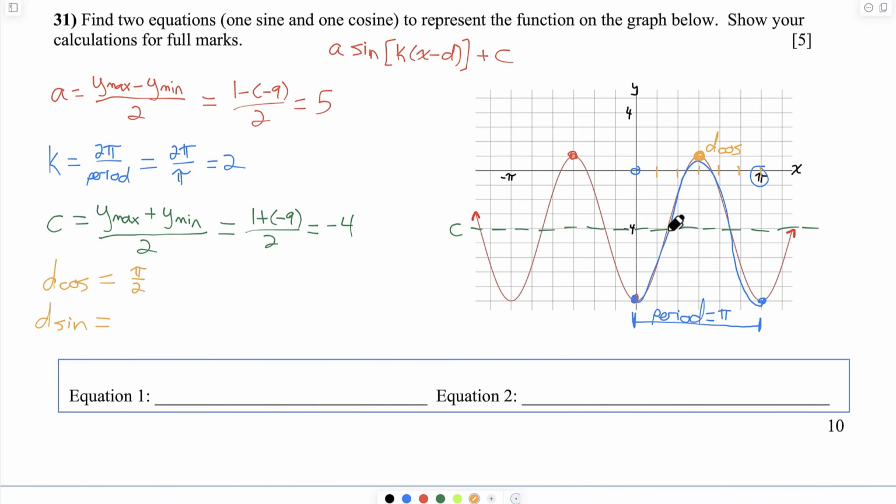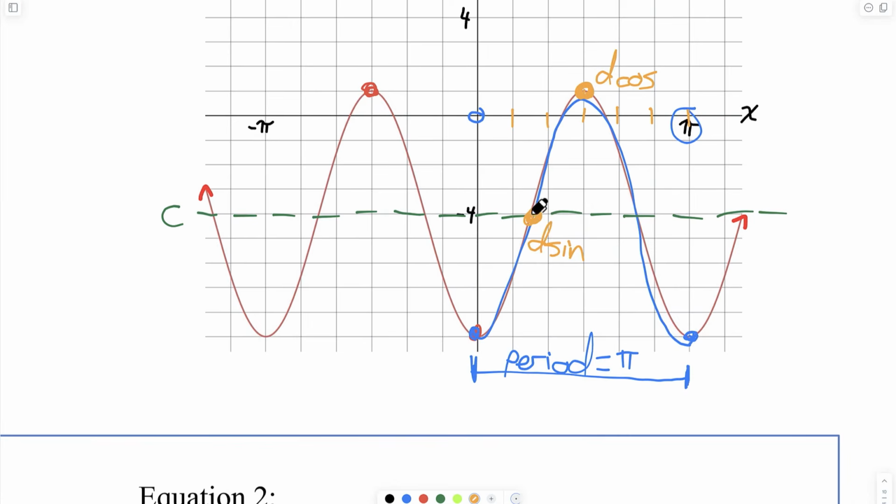The d value for sine is the x-coordinate of a rising midline. So the x-coordinate of that point right there. I can't tell exactly where it's at, so I'll do a little calculation. I know the horizontal distance between that point and a maximum point is always pi divided by 2 times k. So in this question, our k value is 2. So it equals pi over 2 times 2, which is pi over 4. So the distance between the d value for sine and the d value for cos is pi over 4.